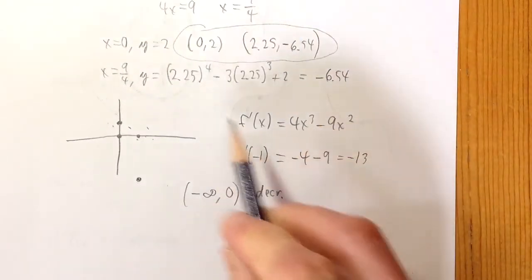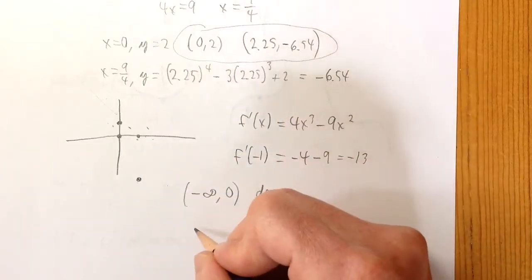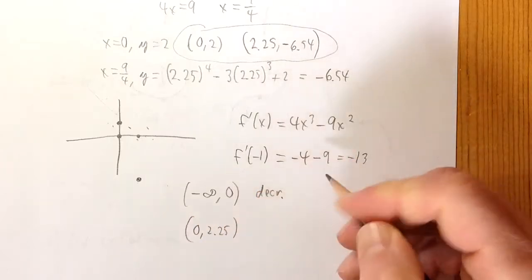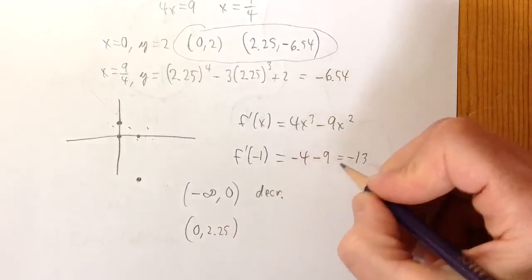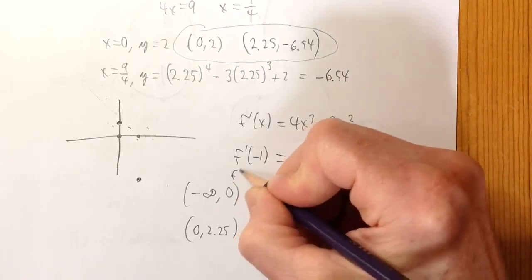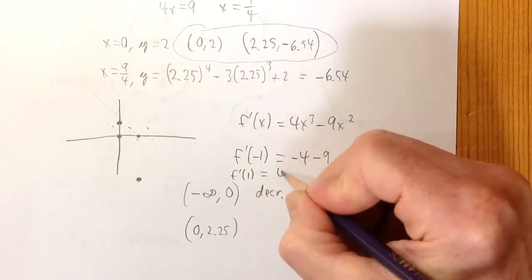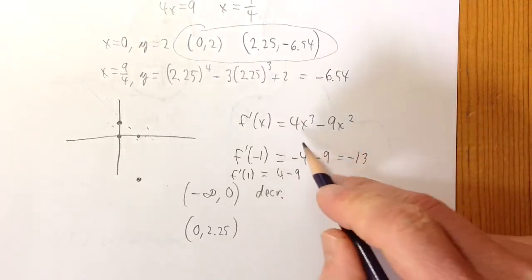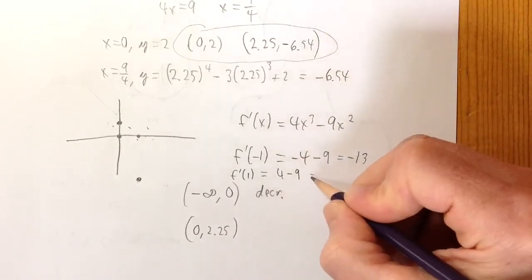Now, how about in between 0 and 2.25? In between there, that's the other place. So between 0 and 2.25, what is the slope doing? We choose an easy number like 1. Plug in 1 here. We get f prime of 1, which is 4 minus 9. So that's also decreasing there. It's negative: 4 minus 9 is -5, which is negative.